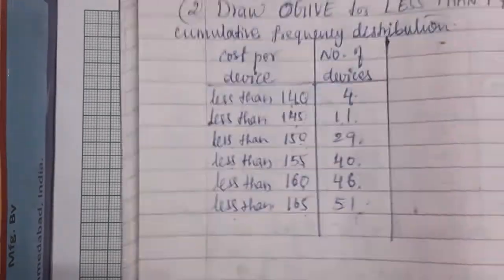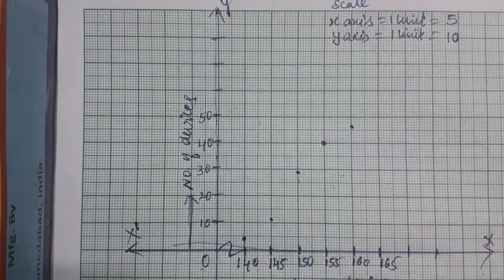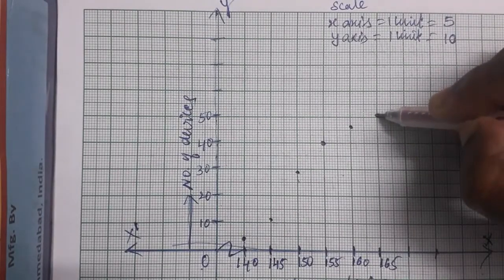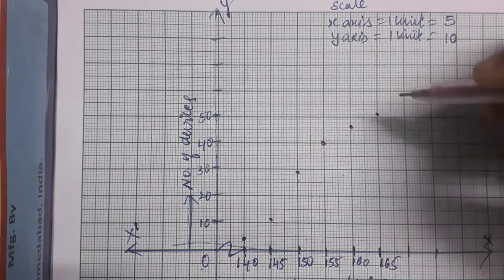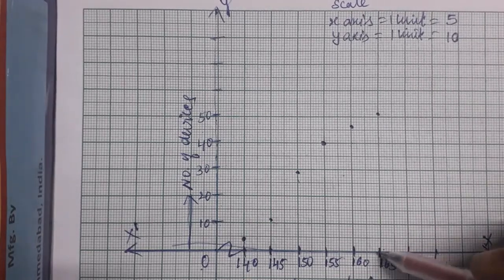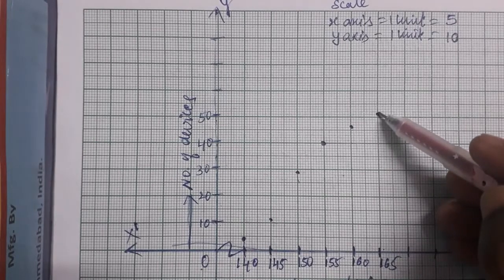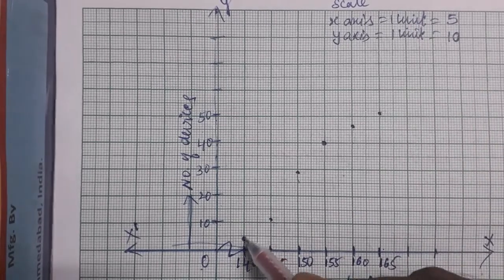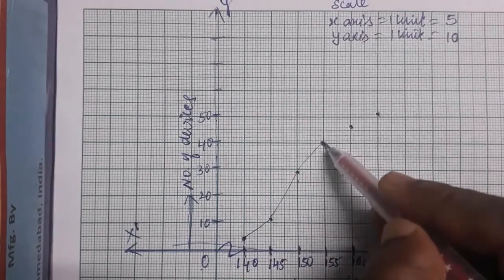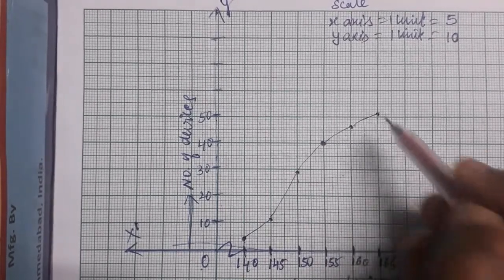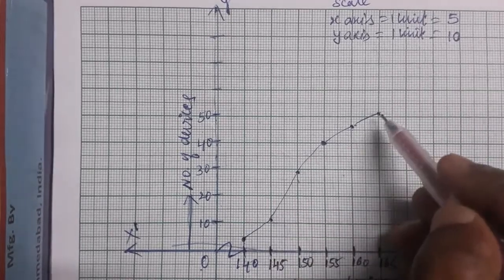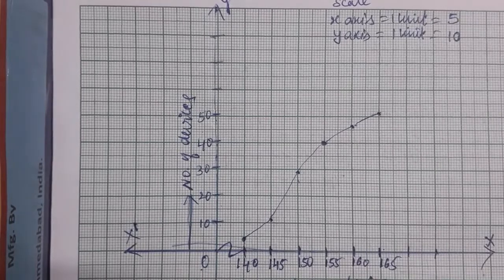Next, for 165 it is 51. For 165, 50 is here. Small first box you have to mark. So 51. Now smooth curve. There is no need to use scale. But everything you have to draw using pencil only. Just for clarity and visibility I am using pen. So now your graph is ready.